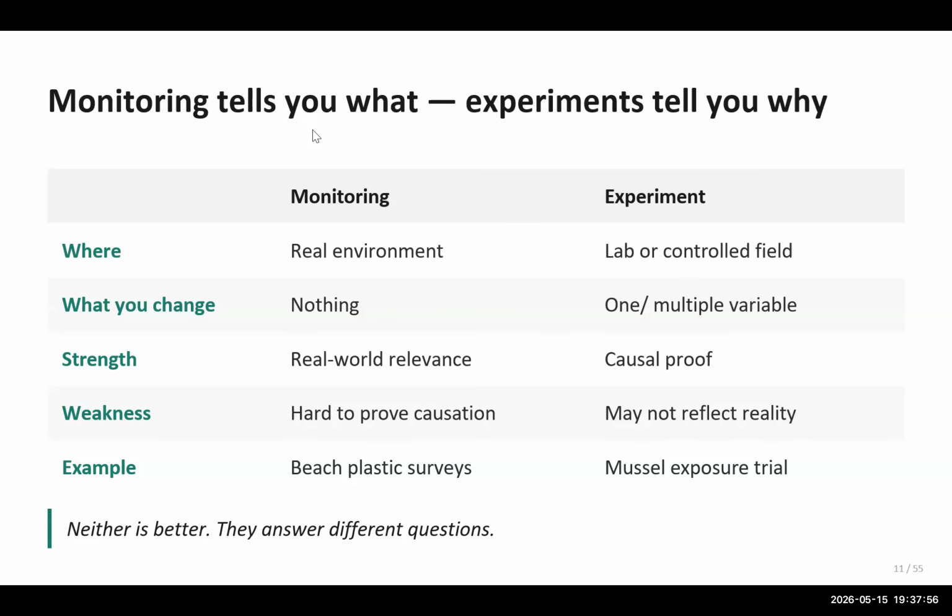An example of monitoring is a beach plastic survey. And in the case of an experiment, a mussel exposure trial, like the one we commented on before. Neither one is better, not the monitoring, not the experiment, but they answer different questions. So if you only want to know what is happening in the environment, you need to monitor. But if you want to know why it's happening, you need to do experiments.